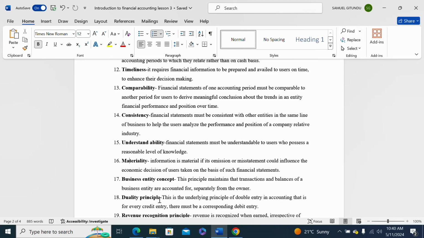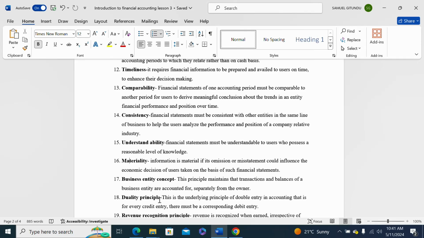For example, if you have cash and you use that cash to pay for an expense, let us say it's a rent expense, then you are going to debit the expense and credit the cash. Therefore, you have recorded that transaction on the credit side of the cash and on the debit side of the expense that you have paid.